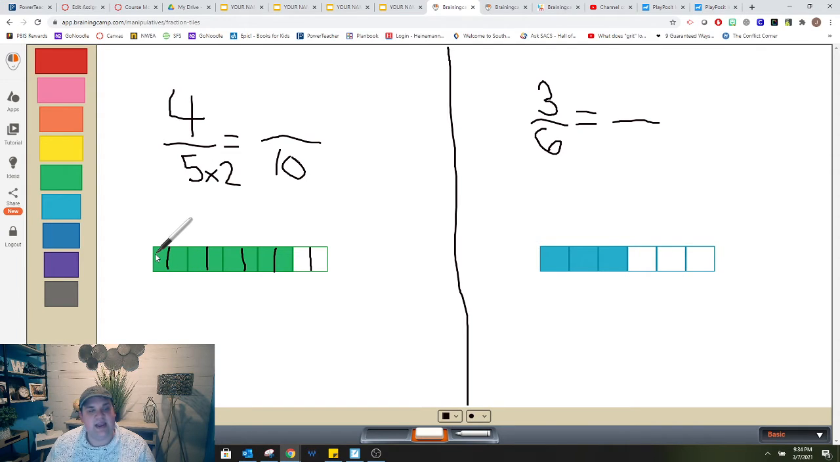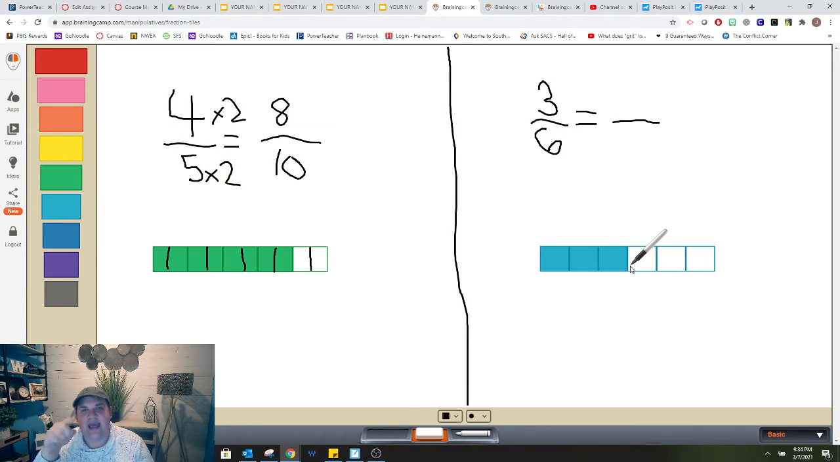And how many are shaded? 1, 2, 3, 4, 5, 6, 7, 8. There are 8 pieces shaded. So if I multiplied that denominator, all the pieces, by 2, that means I also multiplied each of those green pieces by 2 because I made 2 pieces in each of those green pieces. So I've multiplied by 2, and that makes 8 total pieces, which is 8/10. And this fraction is exactly the same, 8/10, as 4/5, because the same amount is shaded for both of these fractions still.